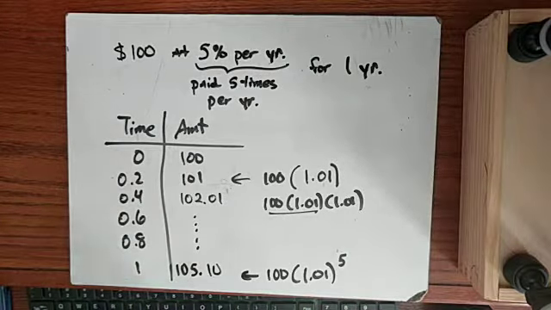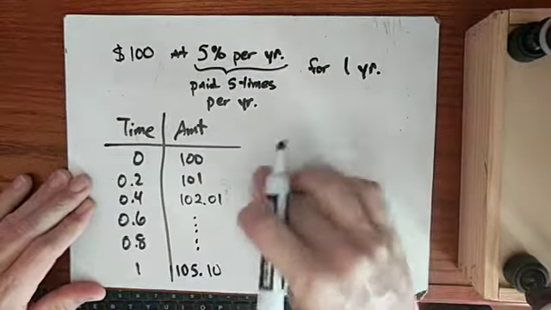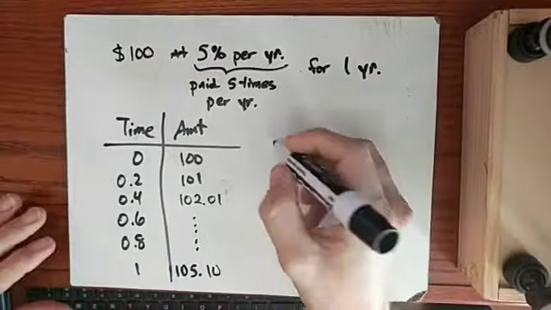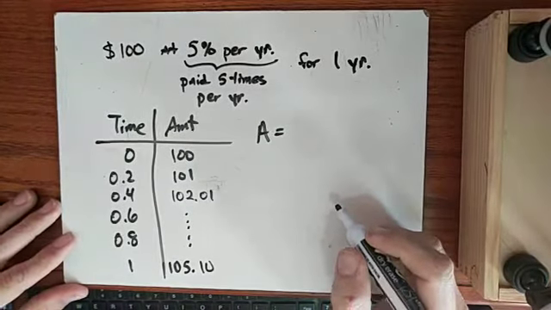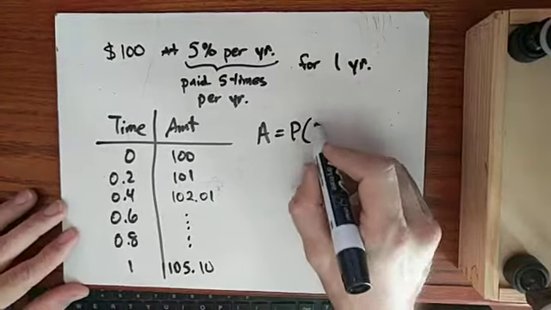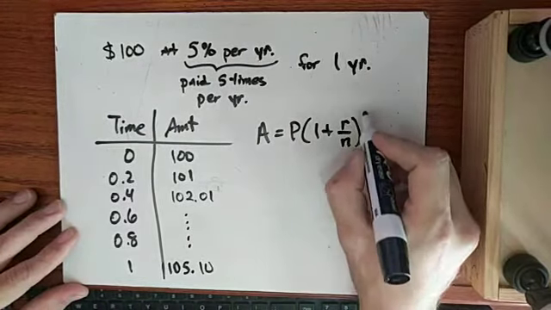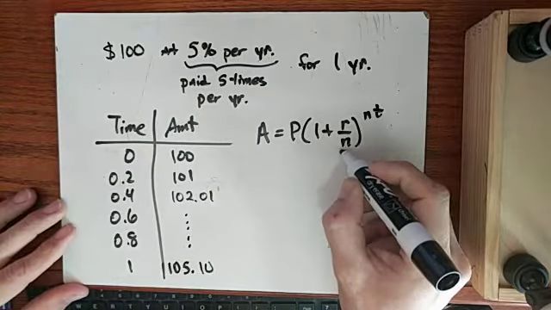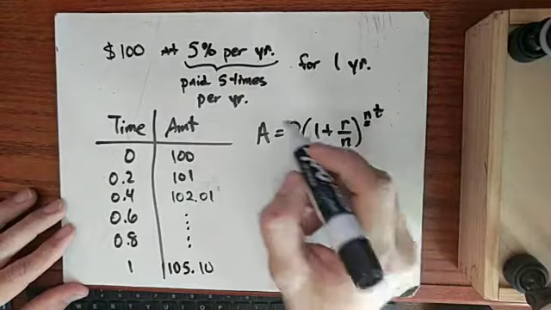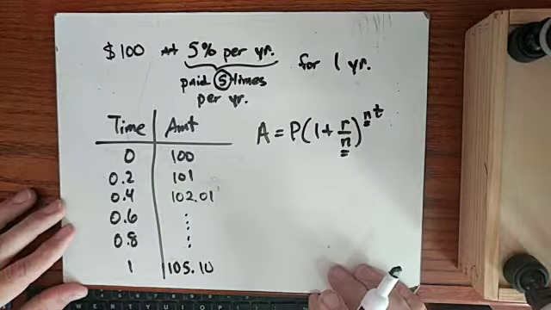Okay, so for that reason, the compound interest formula works like this. The amount that you get at the end of a certain time period is the principal times 1 plus r divided by n, raised to the nt. So what's n? This n and this n is how many times you're getting paid throughout the year.